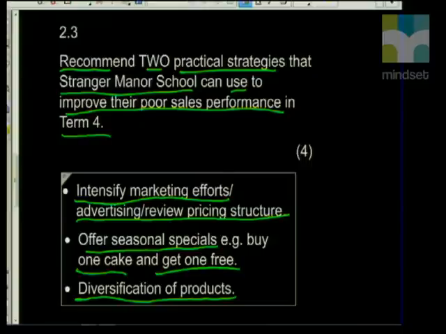And the last strategy would be diversification of products. And this is going a little bit outside the comfort zone of just the cake. So what diversification would include, it would include cakes, but let's say instead of just selling cakes, you're selling cupcakes as well. And that's diversifying what you've already got and drawing in people to buy your product because they're there already and they'll tend to buy more.